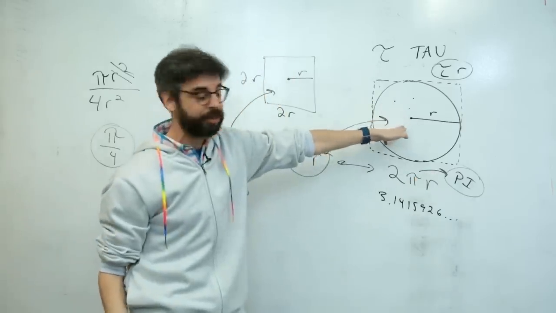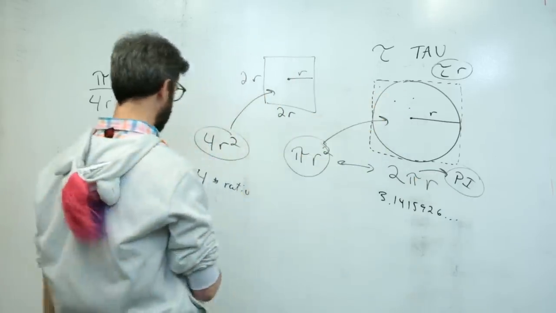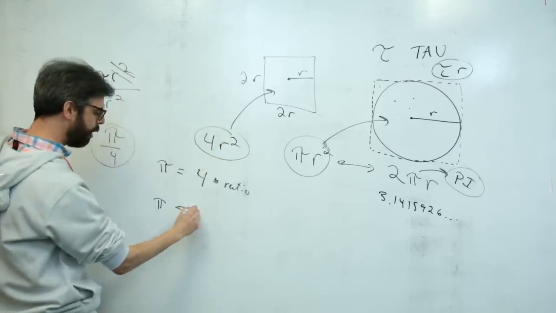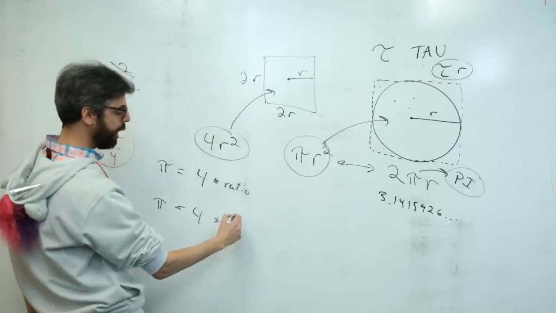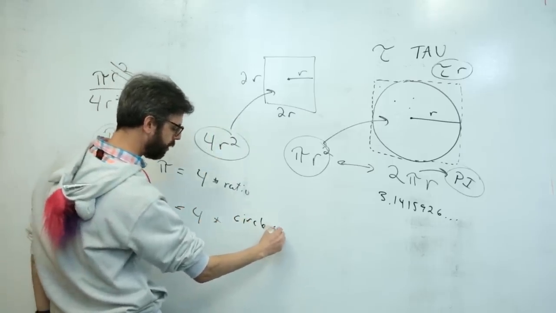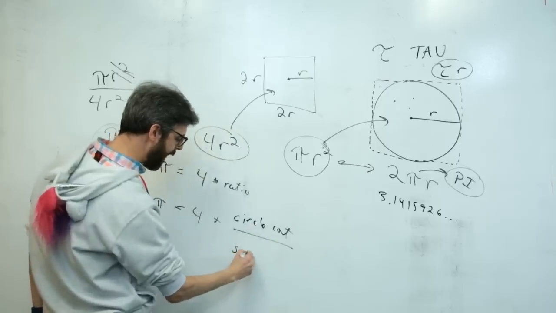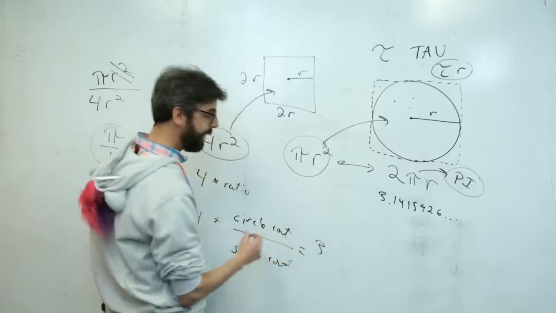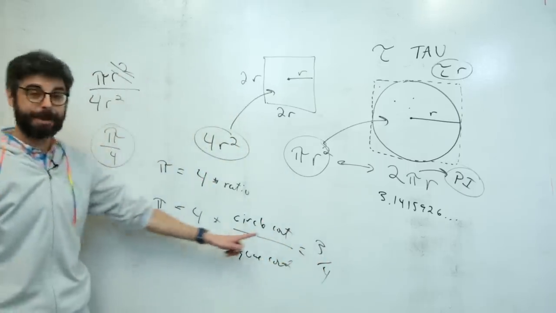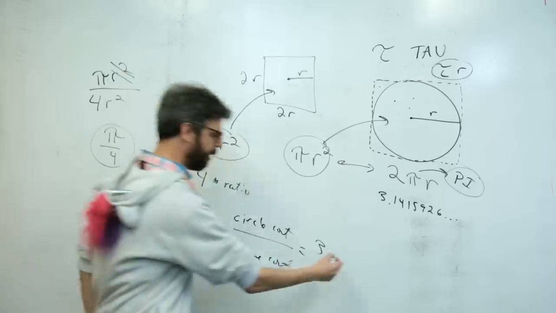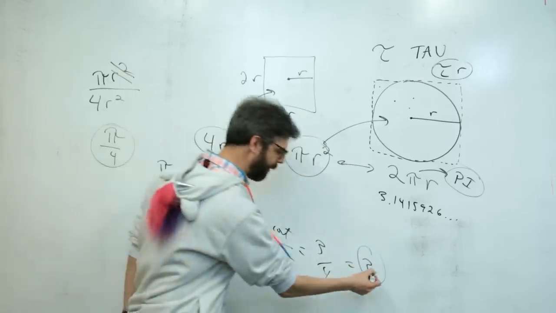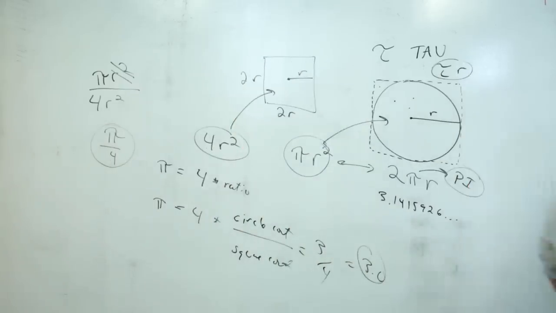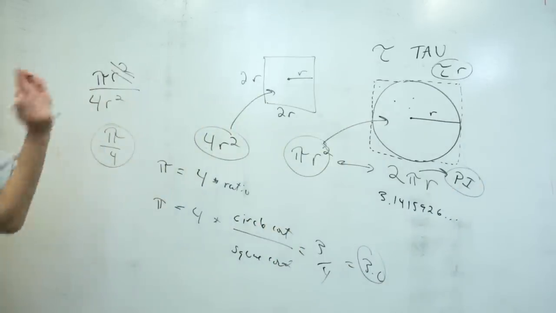Now, 3 have landed in the circle, and 4 have landed in the square. So I could say pi, in this case, is approximately 4 times the circle count divided by the square count, which is equal to 3 divided by 4. 4 times 3 divided by 4 is what? 3. So there is my approximation of pi, 3.0. So that's right. I mean, it's not very good, but I only threw 4 darts.